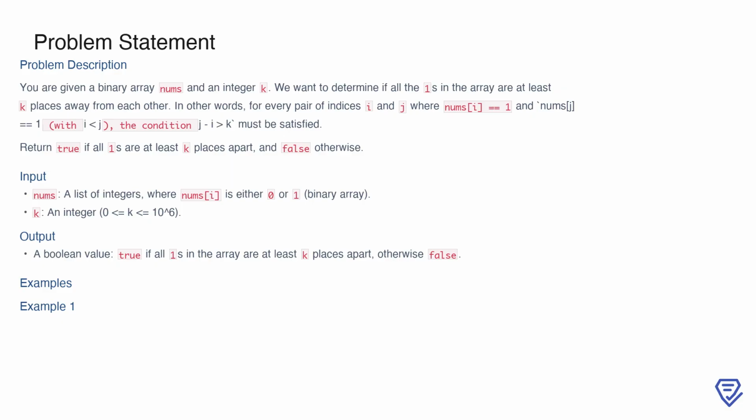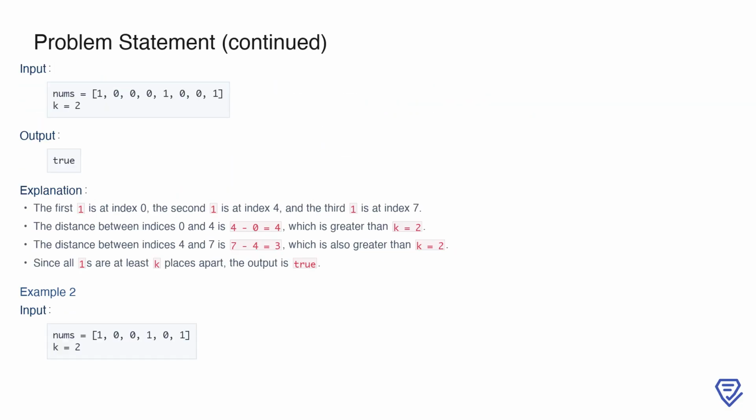The input includes the binary array nums and the integer k, while the output is a Boolean value. For example, if nums contains no 1's or only a single 1, the condition is trivially satisfied, and the output will always be true. Let's look at an example to understand this better.